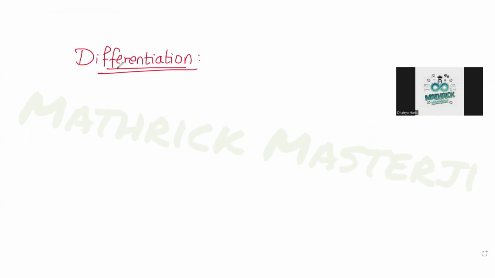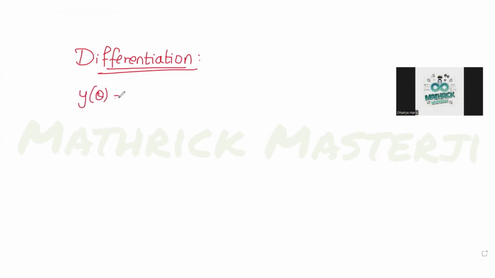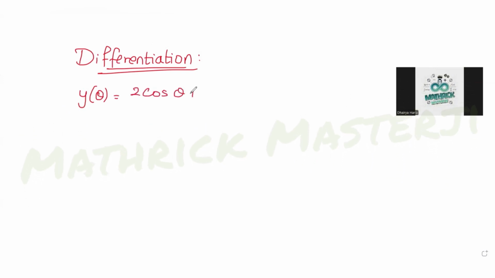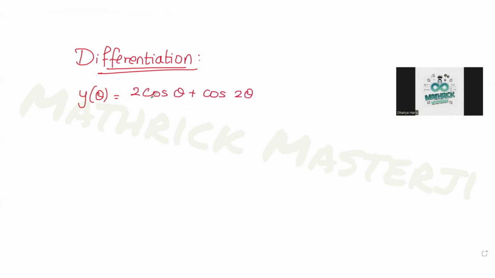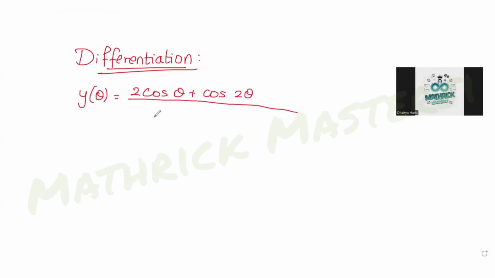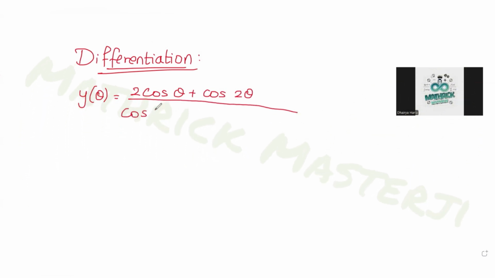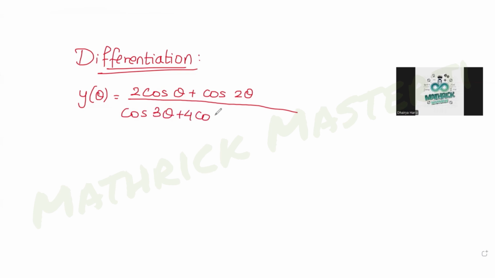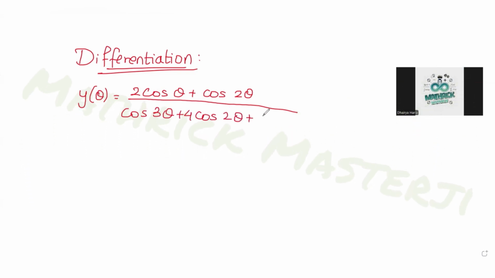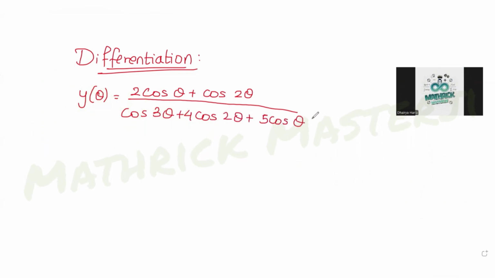Let's see today's question. Today's question we are taking up from the topic of differentiation. The question tells us that if y of theta is a function given as 2 cos theta plus cos 2 theta divided by cos 3 theta plus 4 cos 2 theta plus 5 cos theta plus 2.